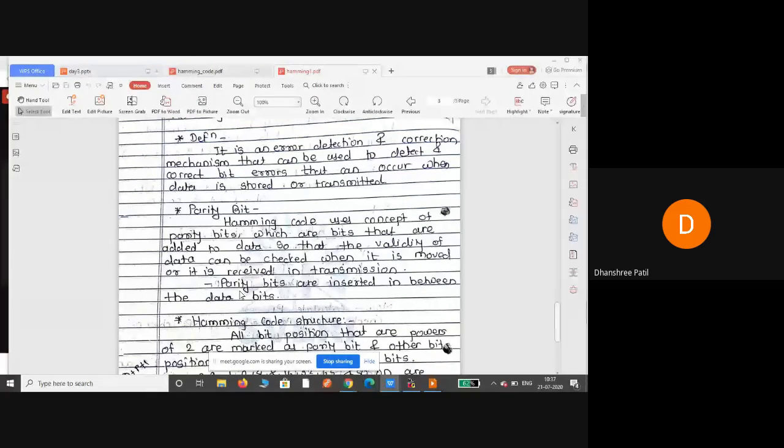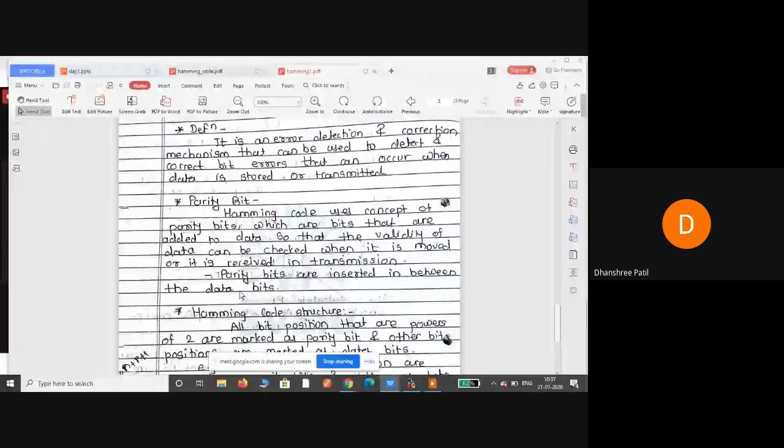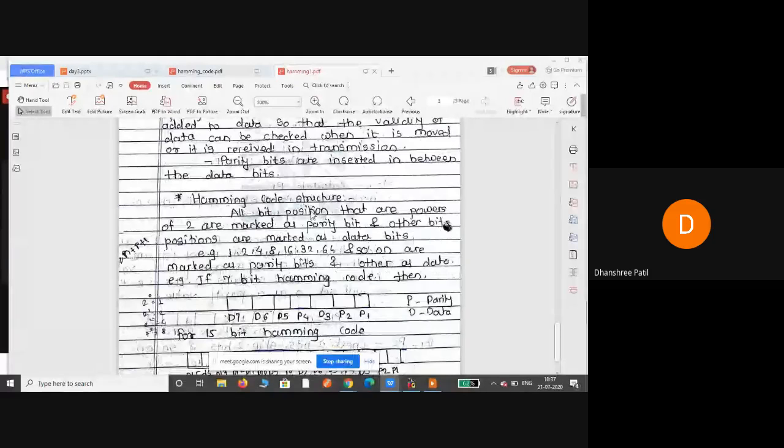Okay, but how to add these parity bits? So for that we have to consider the Hamming code structure. Okay, what is the Hamming code structure?